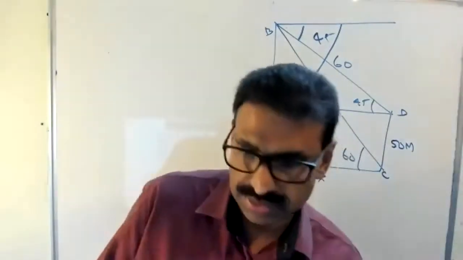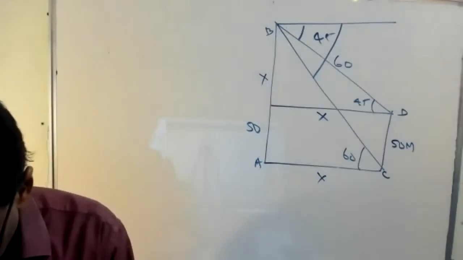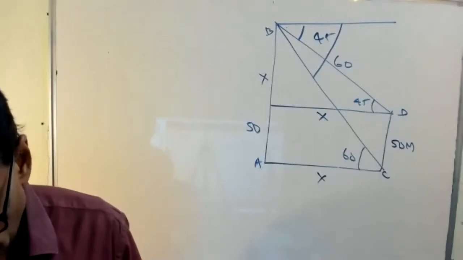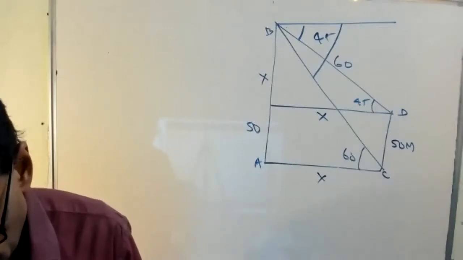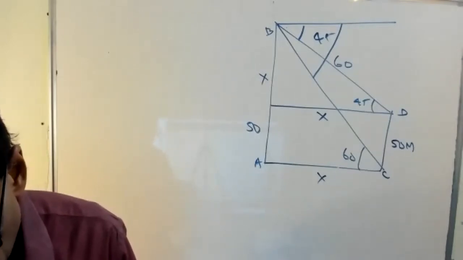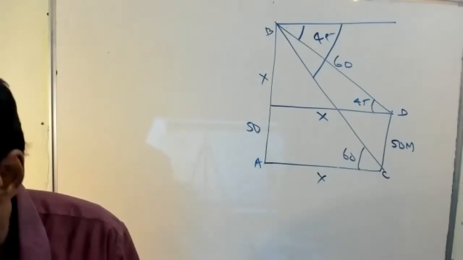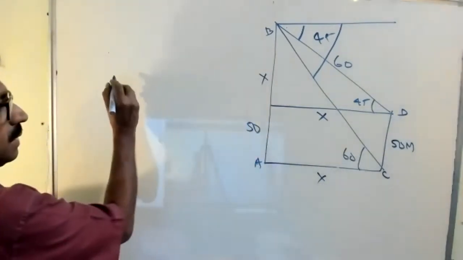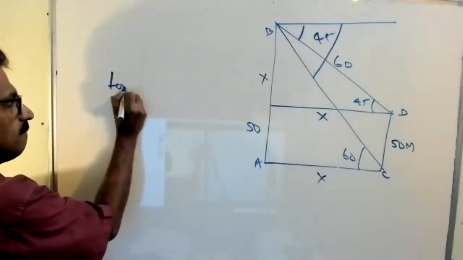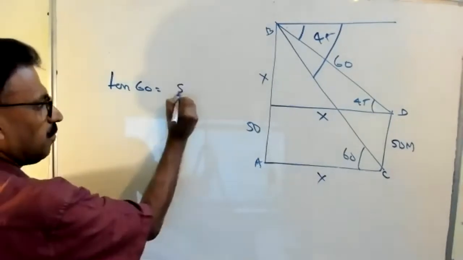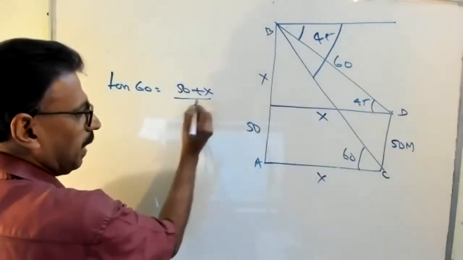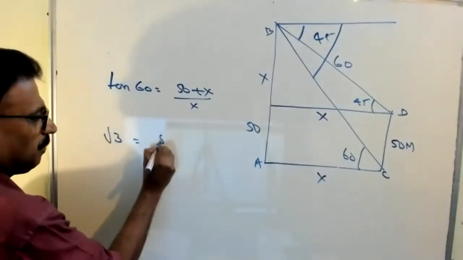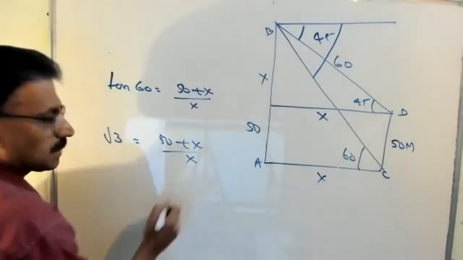Height is 118.25, and width is how much? 60. I don't know that. Okay, you can assume tan 60 equal to 50 plus x by x. Root 3 equal to 50 plus x by x.